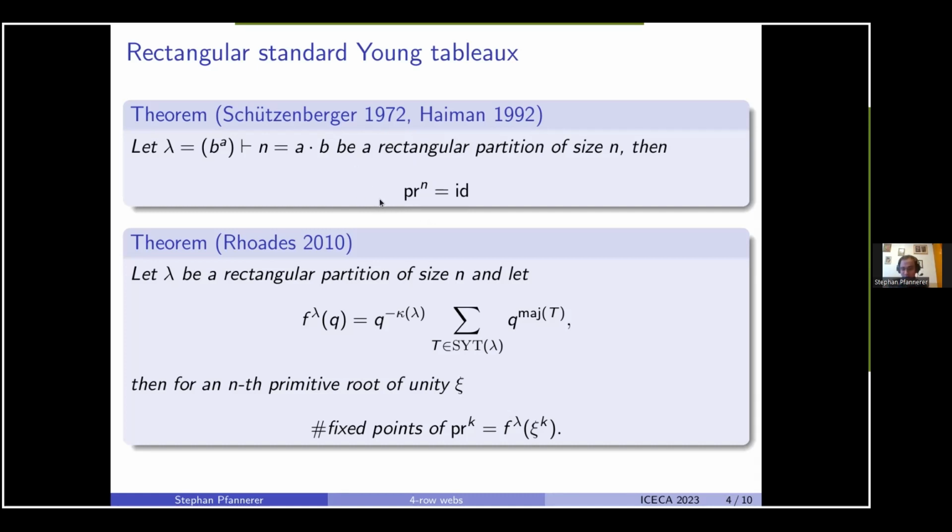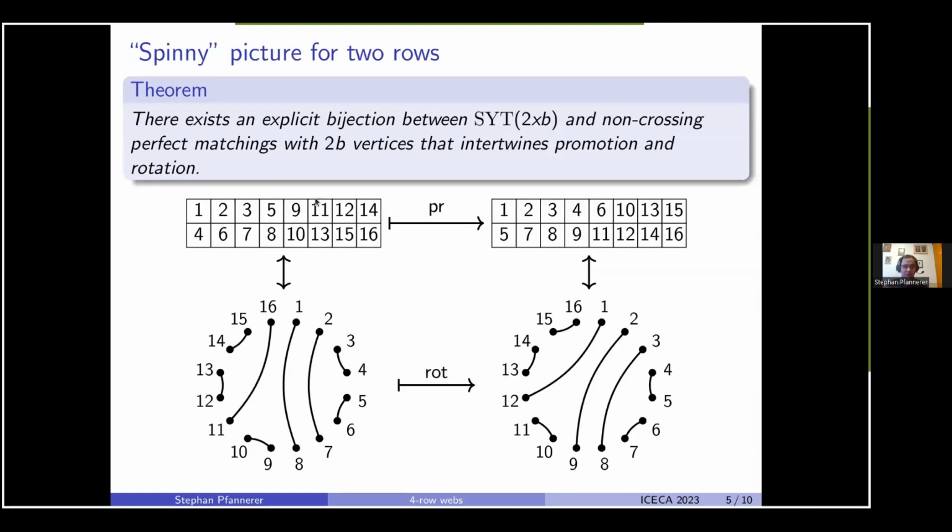So let's jump right to the next slide and you will see what I wanted to say. Let's take a 2-row standard Young tableau, and you have seen this also in Anne's talk a little bit. These 2-row standard Young tableaux of rectangular shape are in bijection with non-crossing perfect matchings. It's easier to describe the bijection going from the bottom to the top.